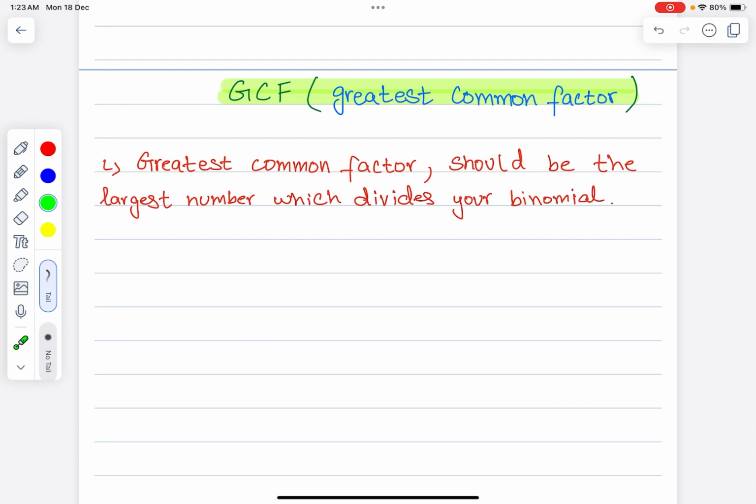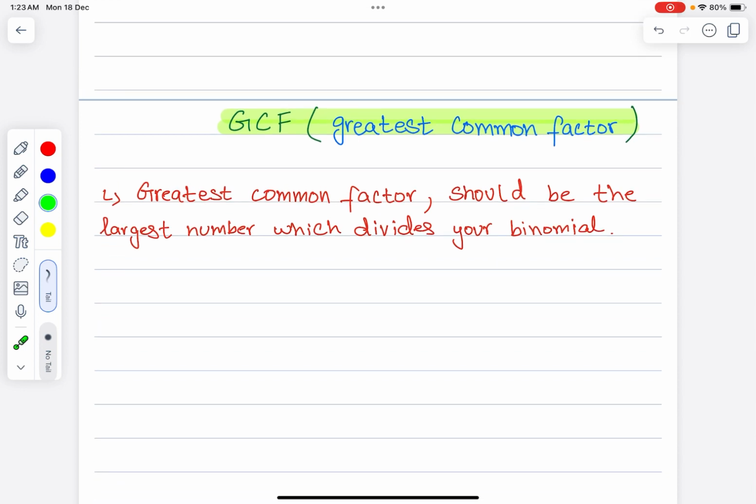The concept of greatest common factor, or GCF. What do you understand by the concept of greatest common factor? You know the meaning of factor. What is a factor? A factor is a number which divides another number. If a number is divisible by a number, that means that number is a factor of the number.